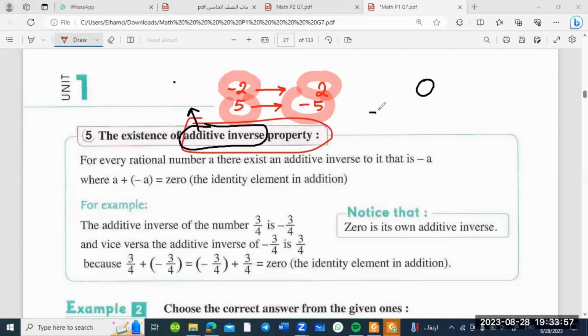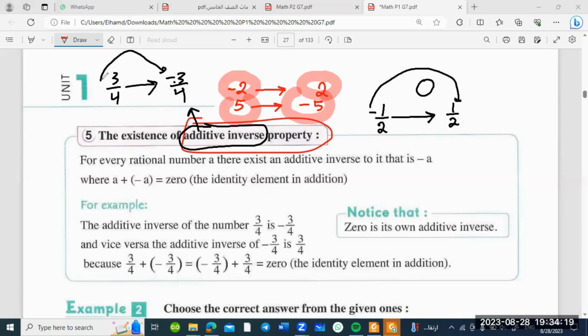So if I have negative 1 over 2, what is the additive inverse of it? 1 over 2. And when I'm talking about 3 over 4, the additive inverse is negative 3 over 4. So you will just change from negative to positive or from positive to negative, but the same rational number. We will not change it.